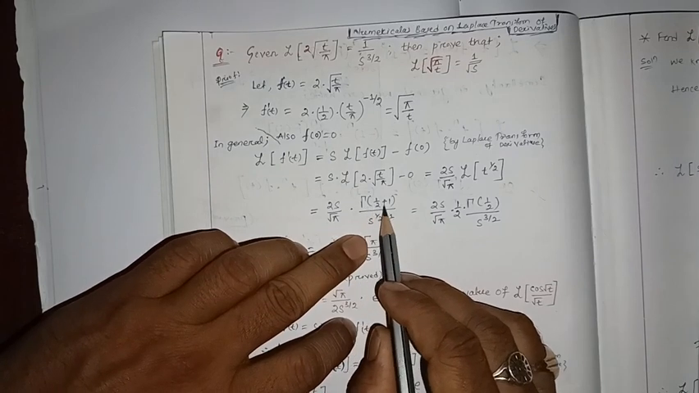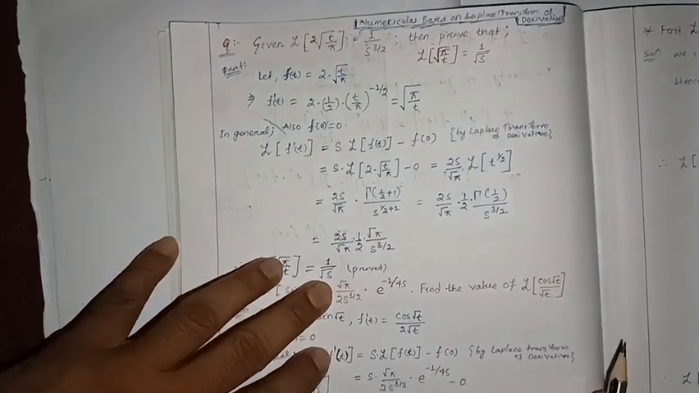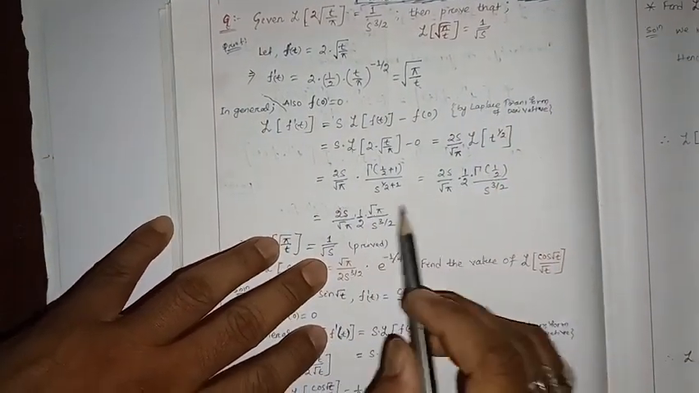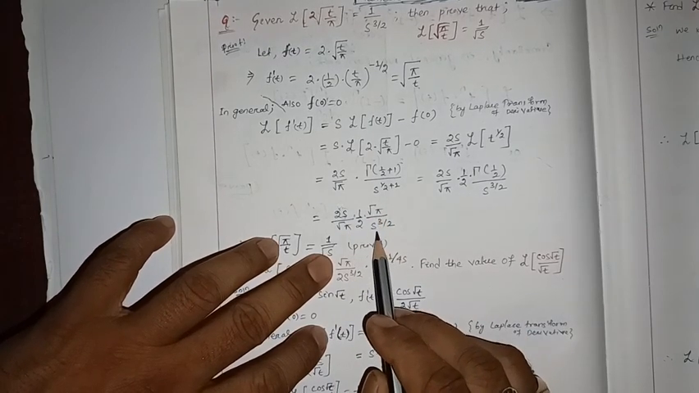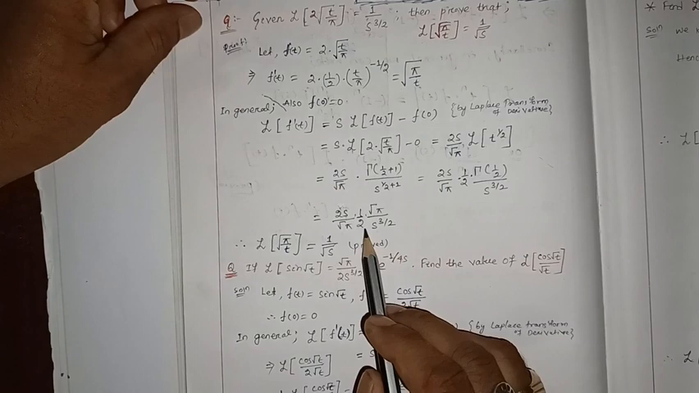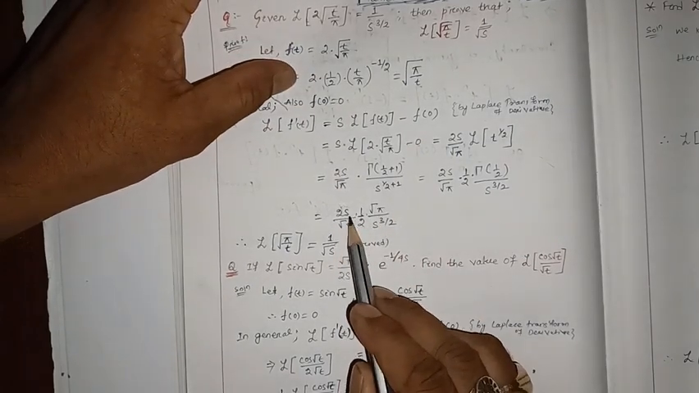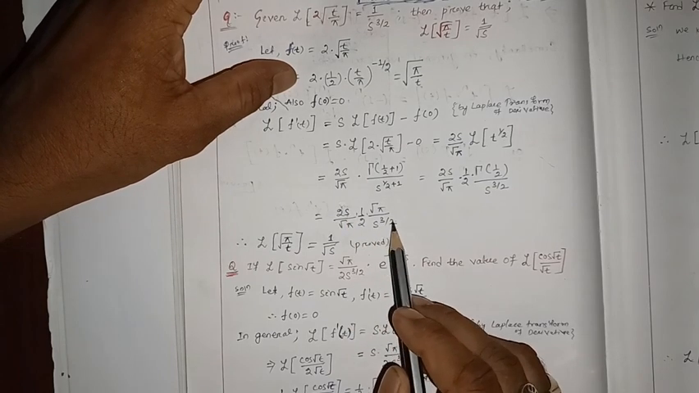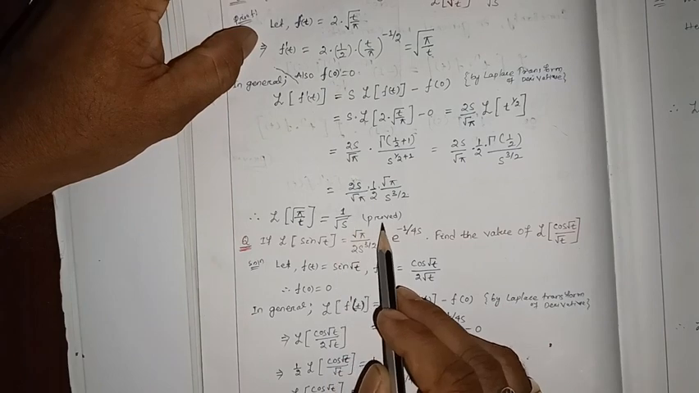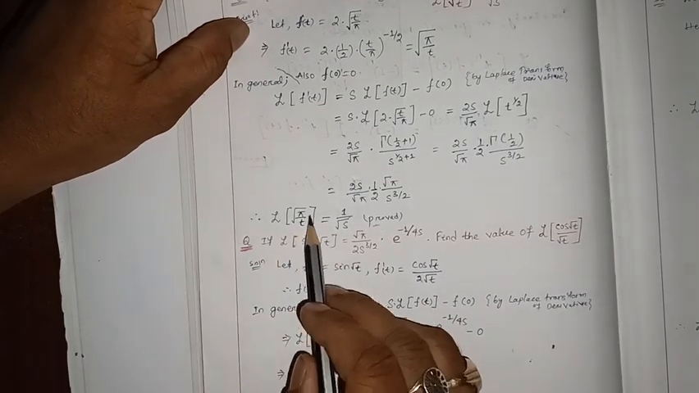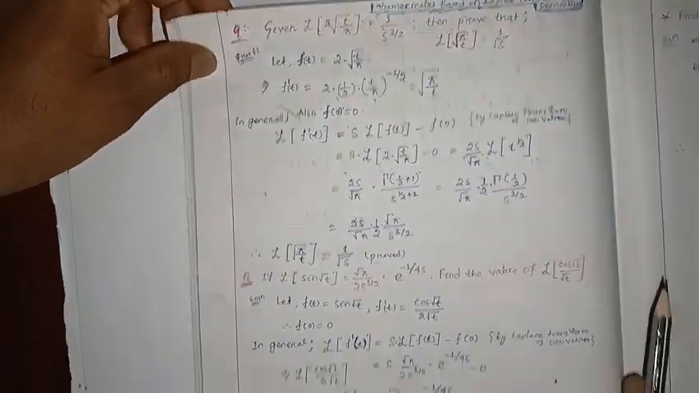here gamma 1 by 2 plus 1 will be 1 by 2 into gamma 1 by 2, over s to the power 3 by 2. Gamma half is nothing but root pi. So 2s by root pi into 1 by 2 root pi over s to the power 3 by 2. So here 2 got cancelled, s by 2 got cancelled, root pi got cancelled. Here s to the power 3 by 2. So finally we find s to the power 1 by 2, or root over of s. Hence proved. Okay, Laplace transform of this one will be equal to 1 by root over of s.